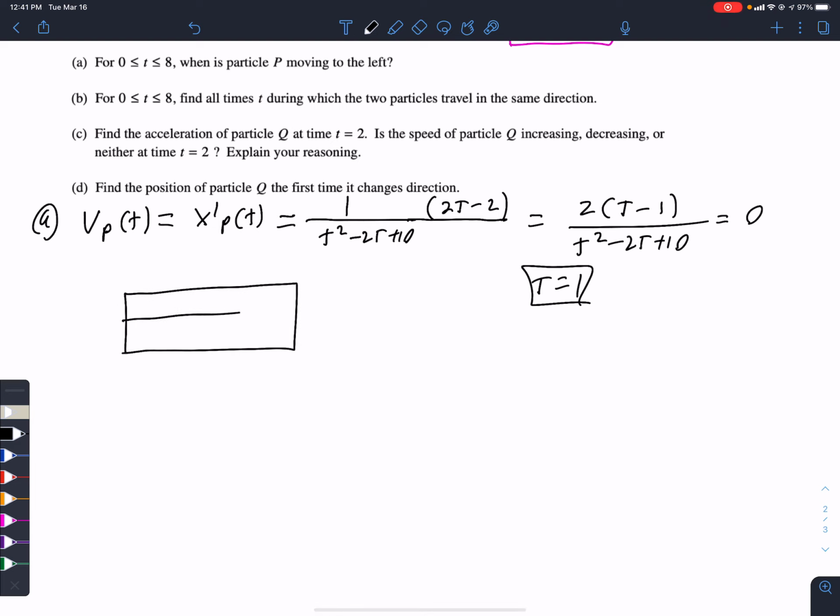So we're going to make a nice sign chart for the velocity in the p direction. So this is how you show work. You need to show that you tested the velocity at different points. So if you plug in 1/2, 1/2 minus 1 is negative. The bottom's always positive, so that's going to be negative. Plug in 2. 2 minus 1 is positive. The bottom's always positive, so it's going to be positive.